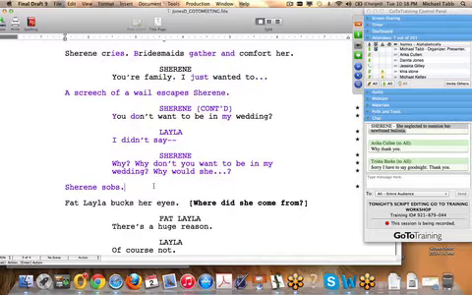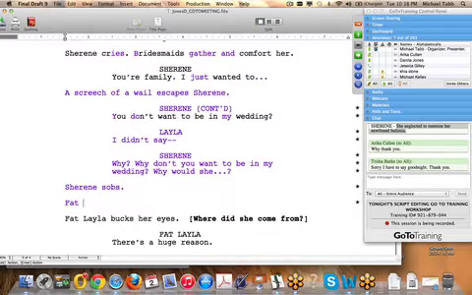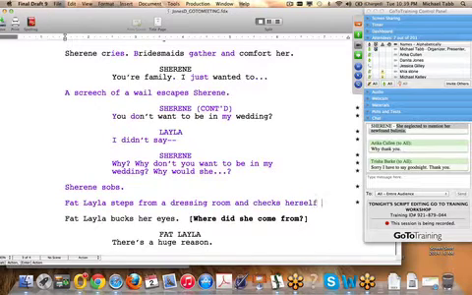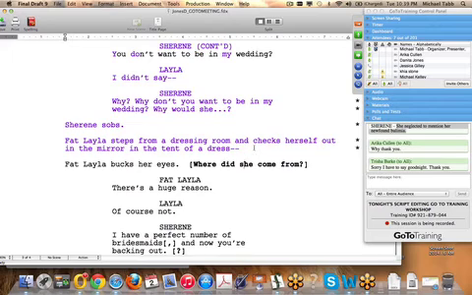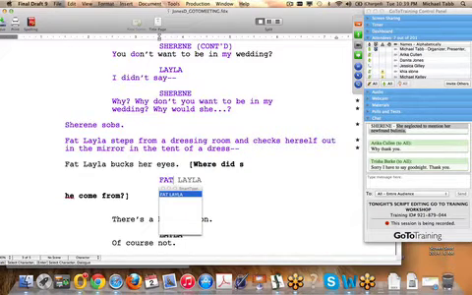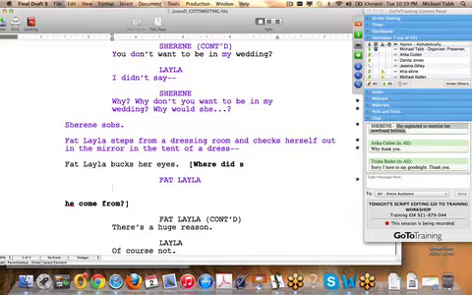Okay, well, what might be funny is if Fat Layla steps from a dressing room and checks herself out in the mirror in the dress, in the tent of a dress. So her casualness is the antithesis of what's really happening. Yes.